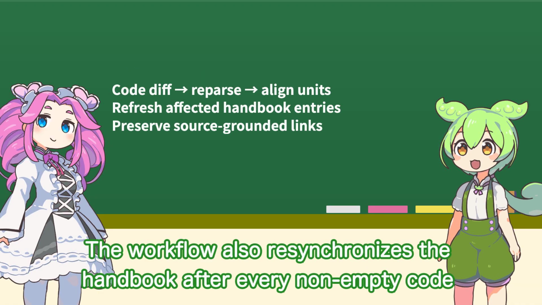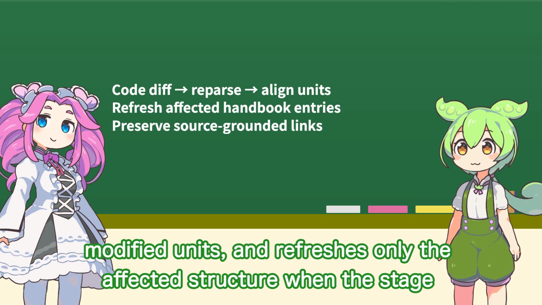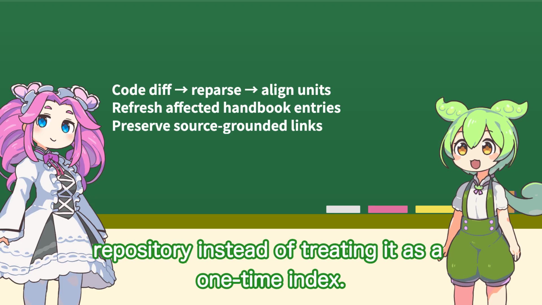The workflow also resynchronizes the handbook after every non-empty code diff. It reparses changed source, matches added, removed, and modified units, and refreshes only the affected structure when the stage skeleton remains valid. This keeps the behavior map tied to the evolving repository instead of treating it as a one-time index.